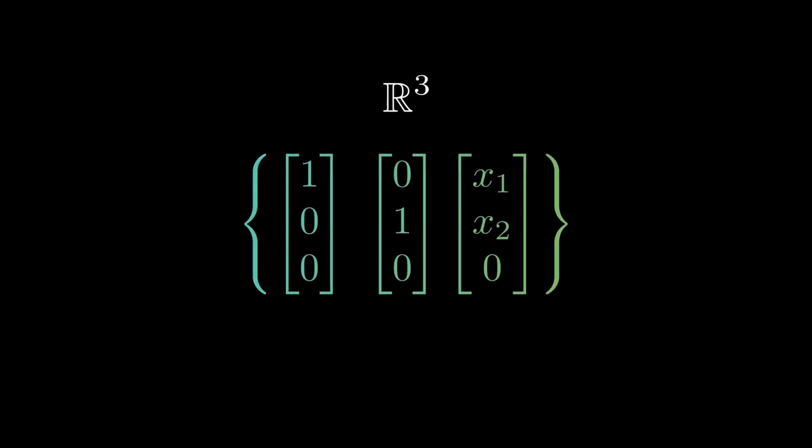Let's look at two vectors in R3. Can they fill the space? Note that these two vectors are linearly independent. If we observe, any linear combination of these vectors will be of the form x1, x2, and 0. This is because the z component always stays 0, no matter how we add or subtract.